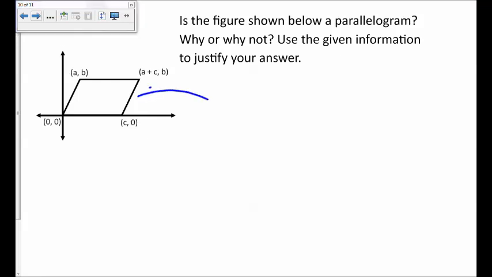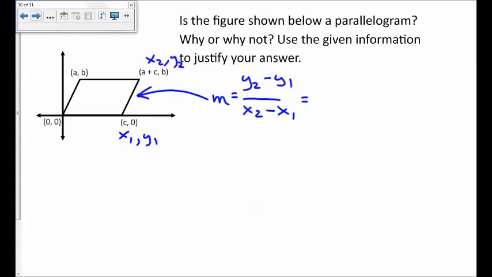Okay? The slope of this side is y2 minus y1 over x2 minus x1. Now, I'm going to call this x1, y1, and this one x2, y2. If I do that, then I get b minus 0 divided by a plus c minus c. b minus 0 is b, and a plus c minus c, these cancel out, and I'm left with b over a, which is the slope of that segment.